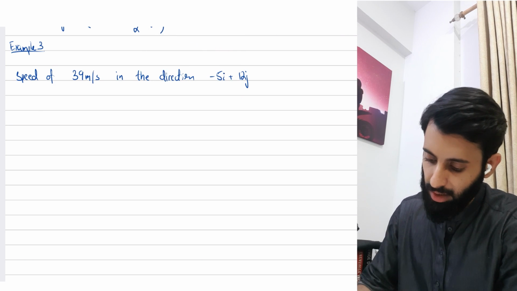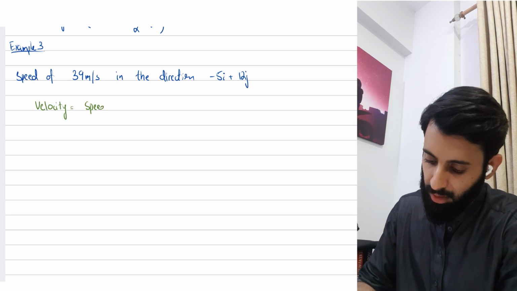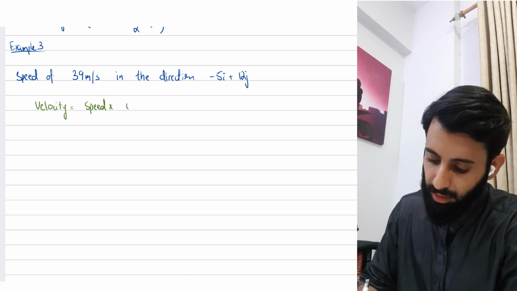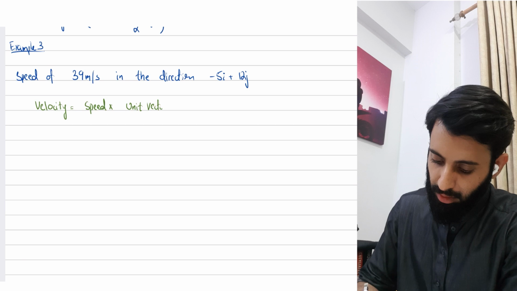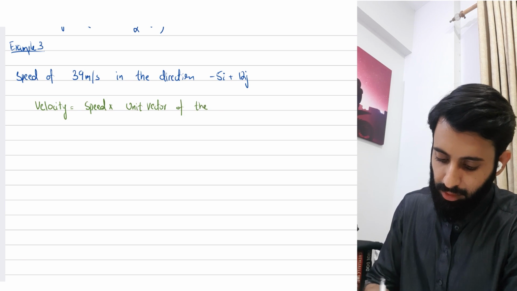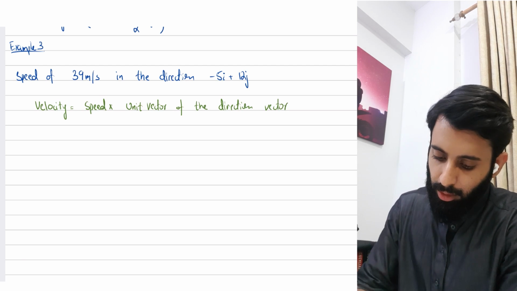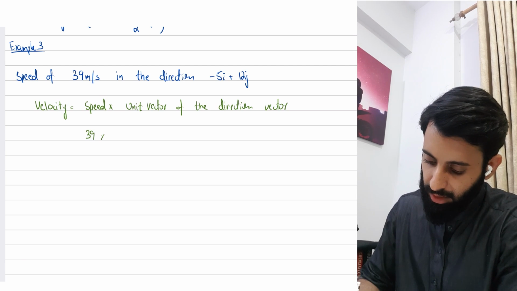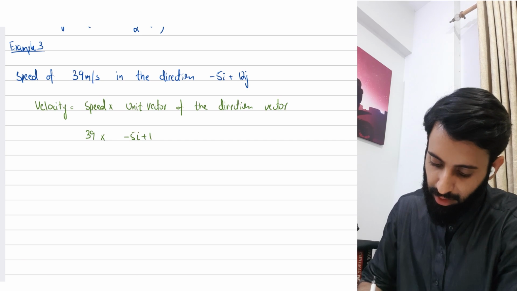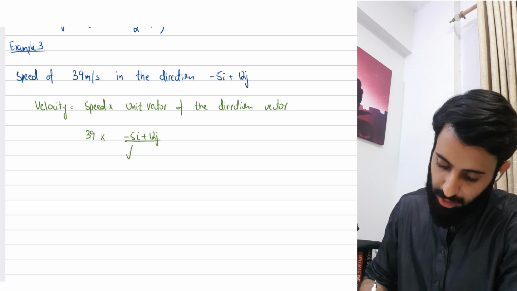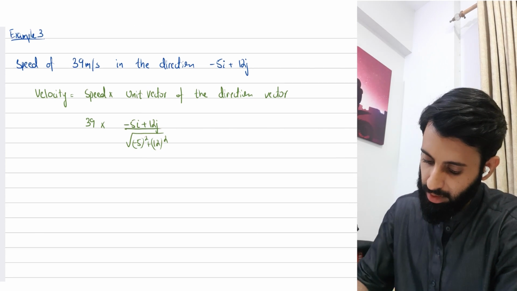Now, the way to do this is that the velocity will be equal to speed multiplied by the unit vector of the direction vector. Okay, so here's what I mean. The speed is 39, and if I multiply this by the unit vector of the direction vector, that means I'm looking at minus 5i plus 12j divided by the square root of minus 5 squared plus 12 squared.